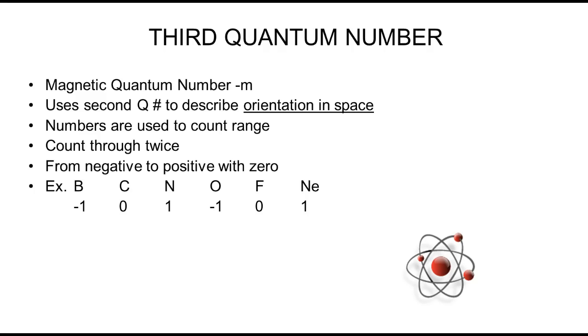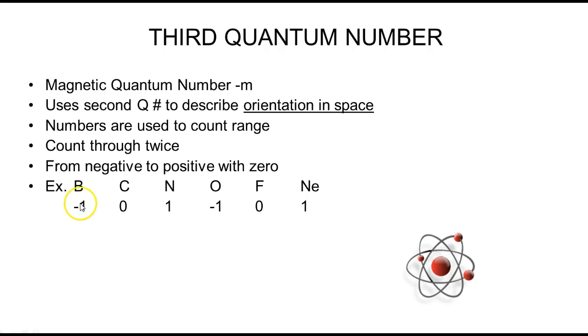So the example I've given you here is, if you look on your periodic table, boron, carbon, nitrogen, oxygen, fluorine, and neon are all in that one row on the right side of the periodic table. And their third quantum number is -1, 0, +1, -1, 0, +1. If we look at this set of numbers, we can see that we went from -1 to +1, and then we repeated it, and we have a 0.